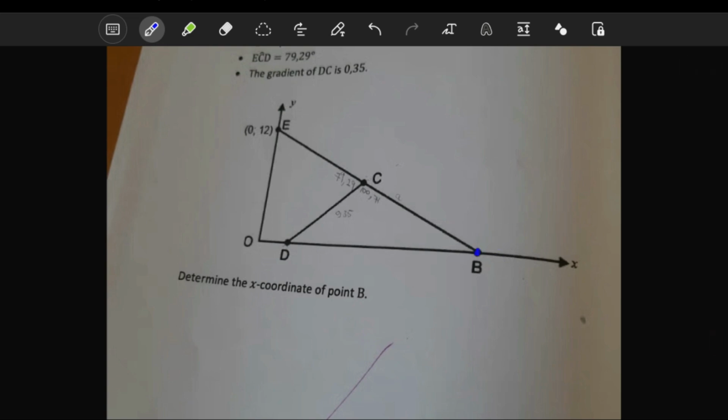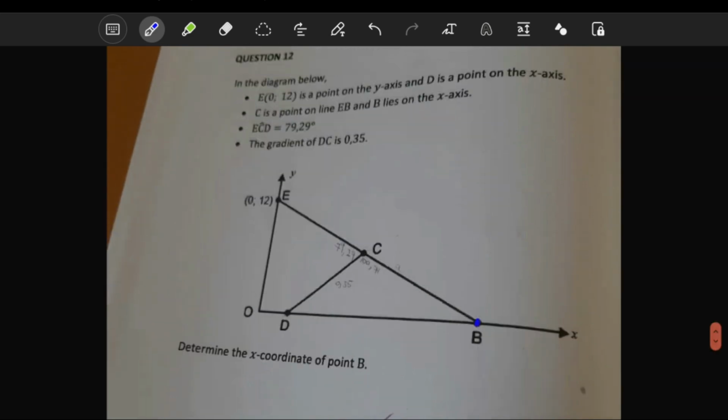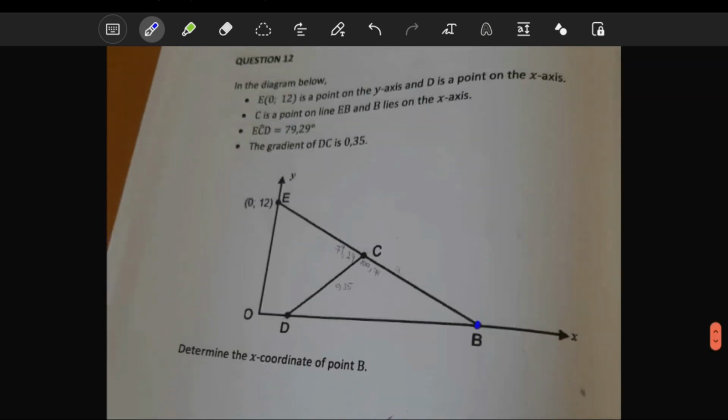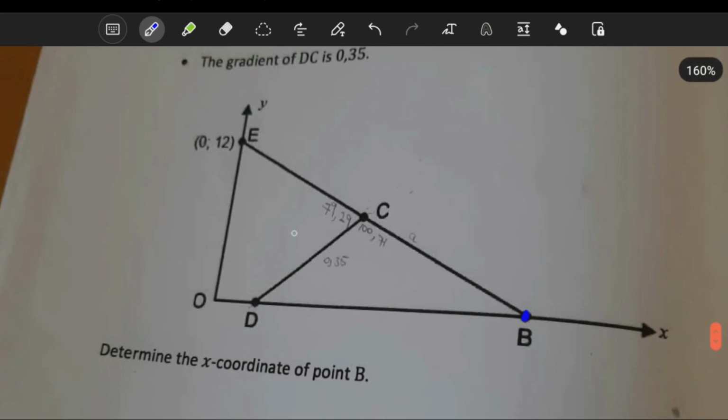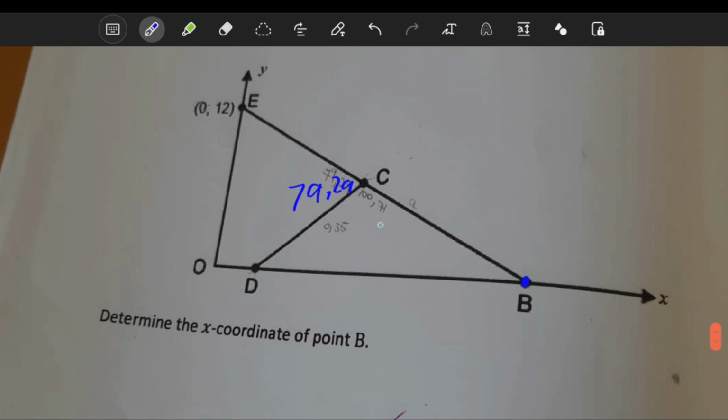Not seeing the marker location is a big problem, but we'll just try and do what we can. So let's see. What did they give us up front? They gave us this as 79.29, meaning this is 100.71. They also gave us the gradient of this line. Let me remove these highlights for now. What does this gradient help us with?